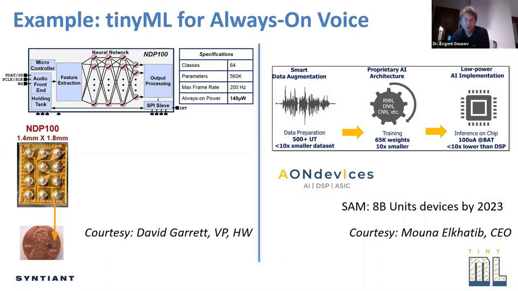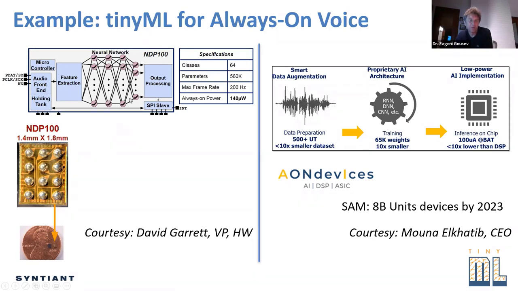Let's start with the use case of always-on voice. It's a popular use case, like keyword detection and so on. On this slide, you see two examples, two companies. One of them is Syntiant, the one I mentioned earlier. They are already on their second generation of silicon. This is the first generation of silicon shown here. This is quite a tiny device, about 1.5 by 2 millimeters.